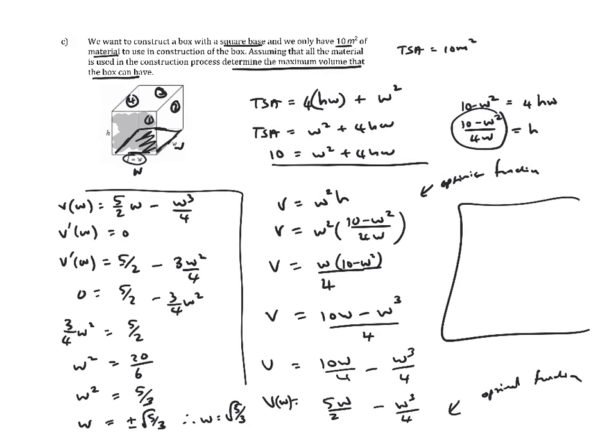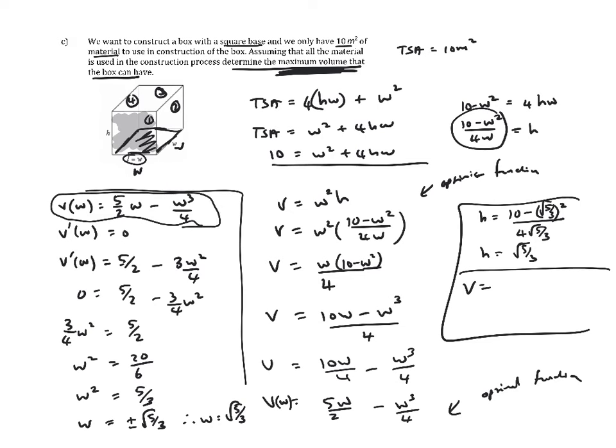Therefore, to work out the height, the height is going to equal 10 minus w squared, so that's 10 minus the root of 5 over 3 squared, divided by 4 times the root of 5 over 3. If you type that in your calculator, you also get 5 root 3. And then they ask, therefore, what is the maximum volume? So what was our volume equation again? It was this part here, the optimized equation.